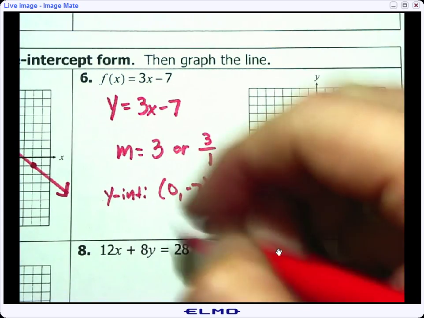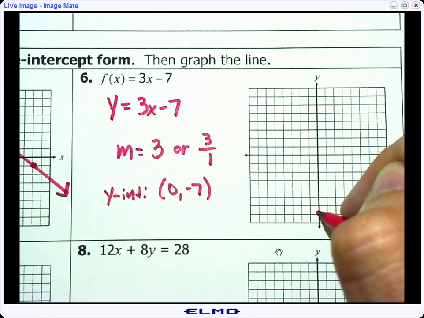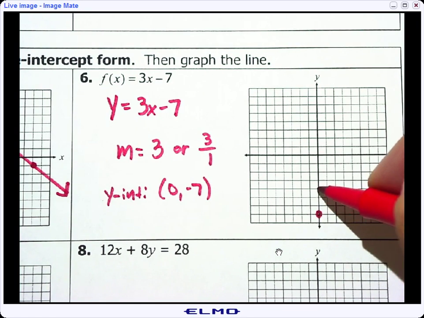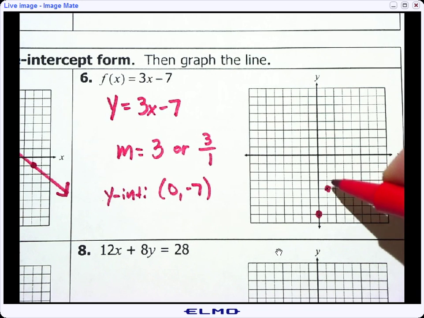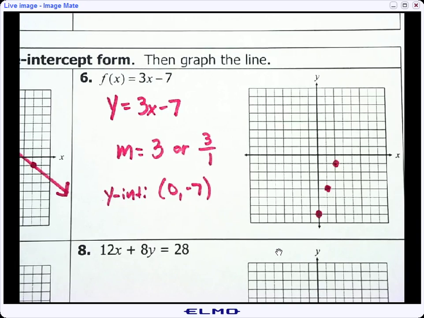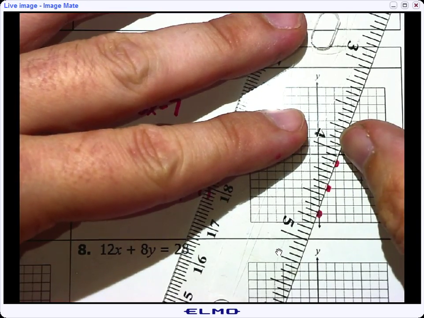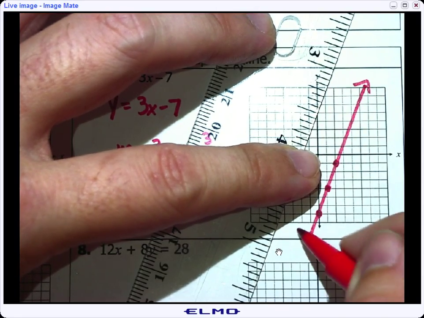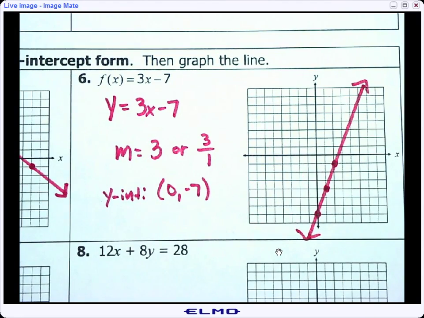So on the y-axis down at -7, we put a point, and from this point we go up 3 over 1. If you need another point, up 3 over 1. And then simply connect your points. There's your graph.